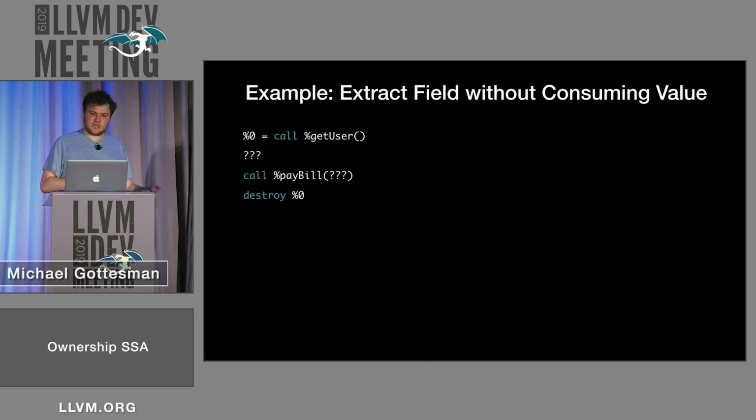All right, let's go back to our previous example. Again, we just want to pass off only payment info to the function payBill. We could use destructures, but that would involve us having to bloat the IR. So instead, let's use our new knowledge of guaranteed ownership.